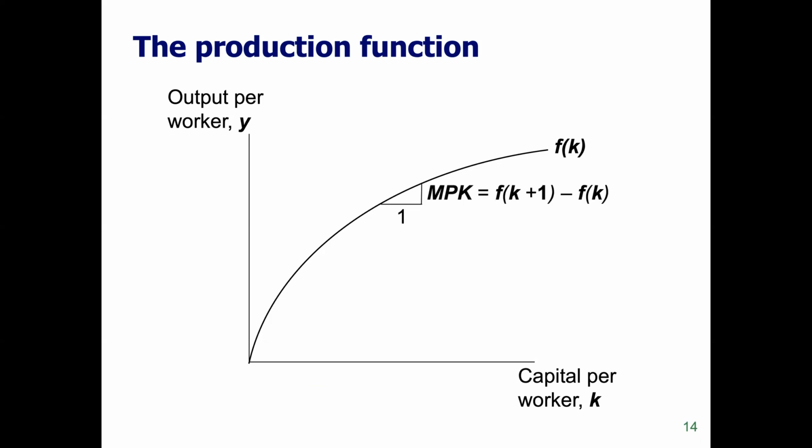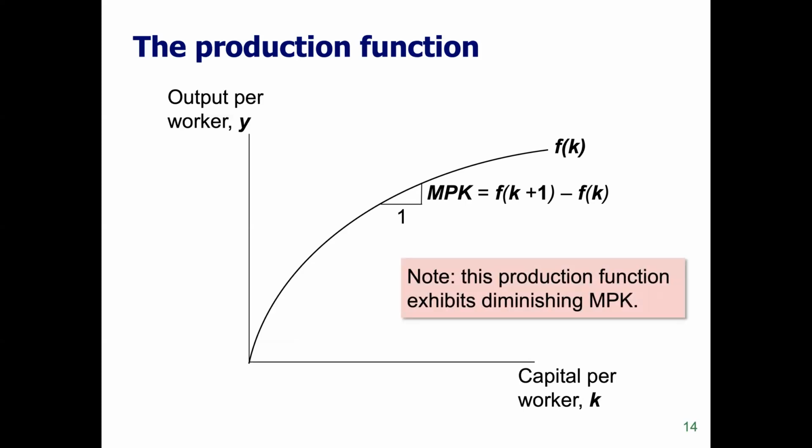Okay, so that slope is the marginal product of capital, little f of k plus 1 minus little f of k. And that marginal product of capital declines as you go to higher levels of capital.